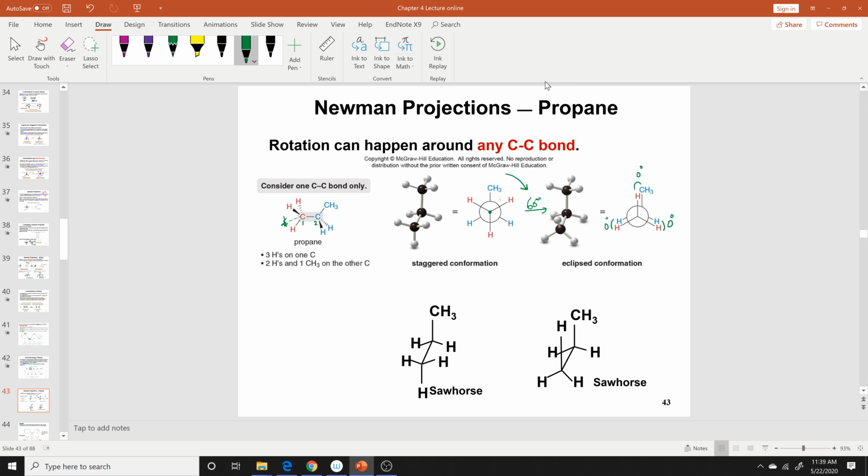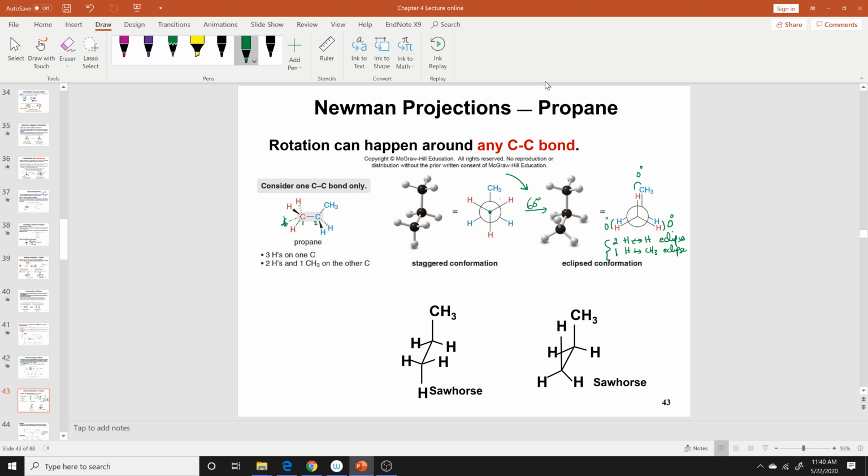If I'm comparing between these two, which one has a higher energy? Of course, this one over here, because here I do have eclipsing of the bonds. See how many bonds I have eclipsing each other. I have 2 hydrogen bonds that are eclipsed. And then I have a hydrogen and CH3 bond that are eclipsing each other.